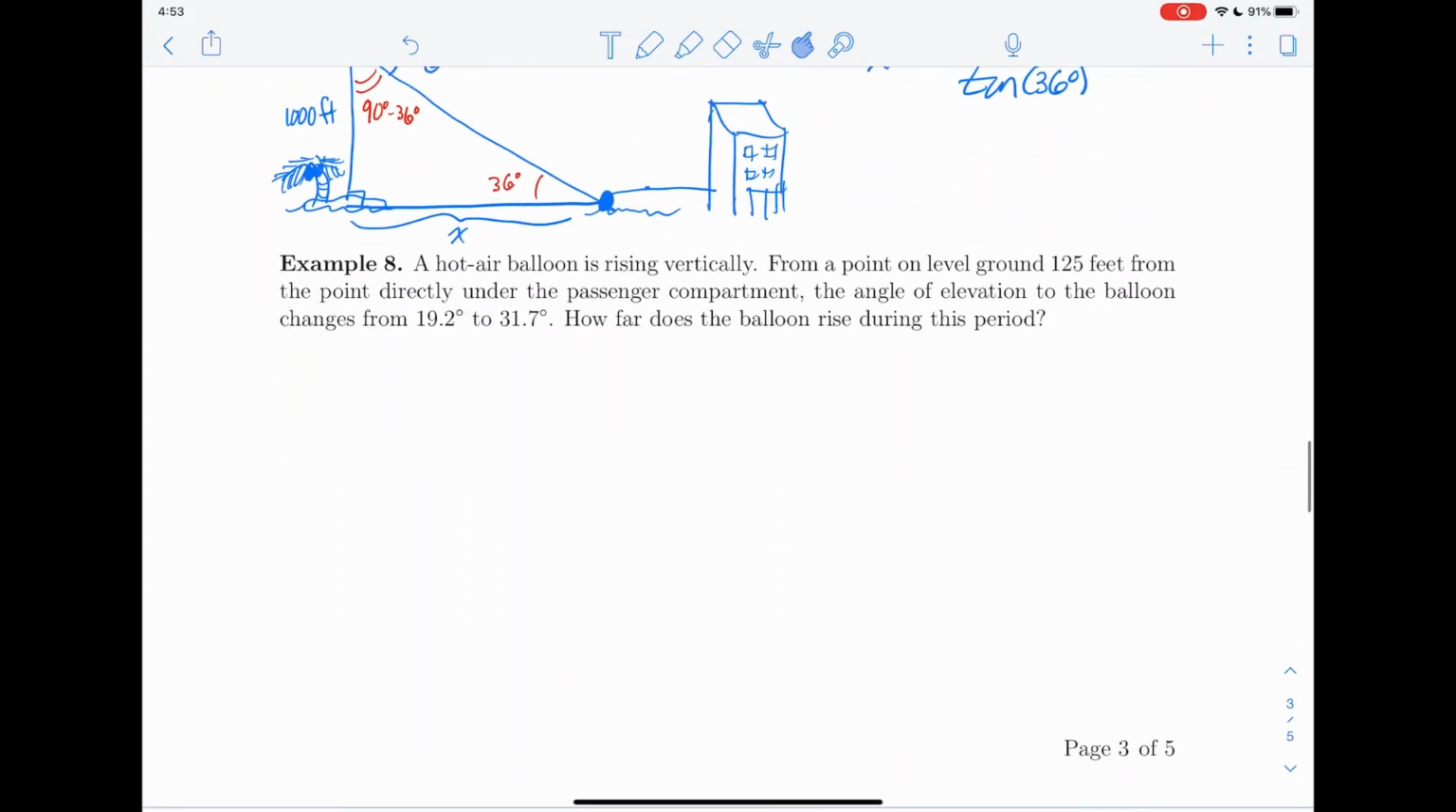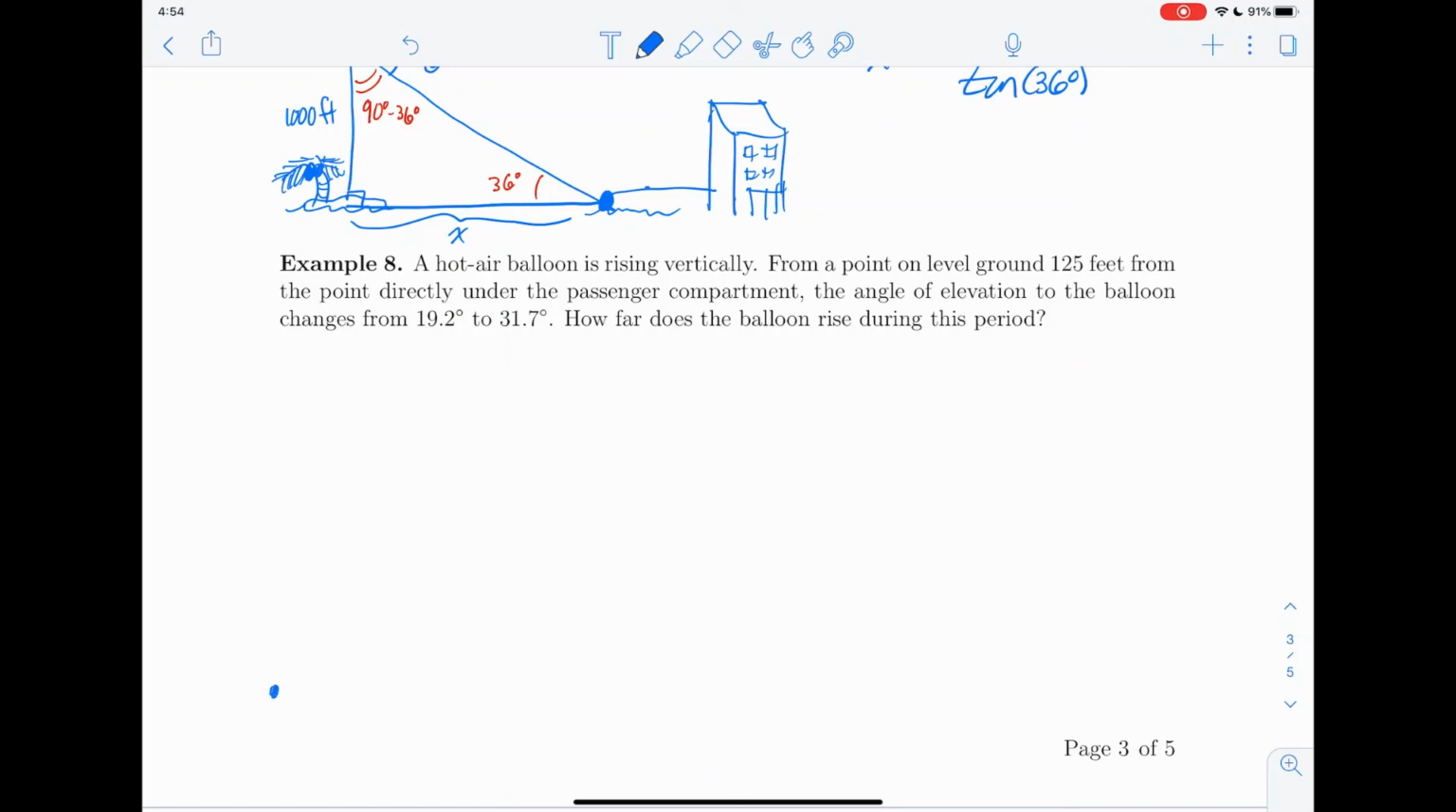Here's another example that's very similar to the Mount Rushmore example. We have a hot air balloon that's rising vertically. From a certain point on level ground, 125 feet away from the point directly under the passenger compartment, we have a particular angle of elevation. Then as the hot air balloon goes up, the angle of elevation changes. The question is, how far did the balloon rise between those observations?